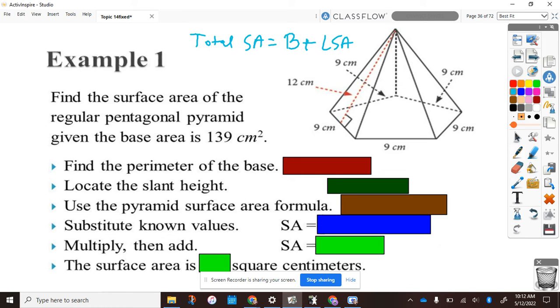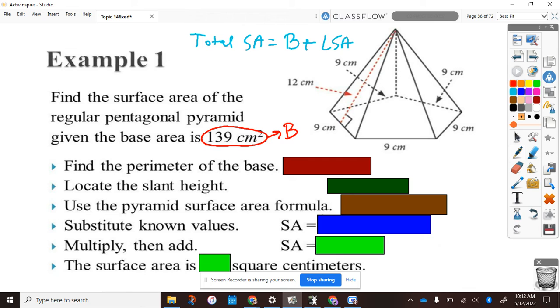All right, so let's talk about this one. First off, we've got a pentagonal pyramid. So that means we've got 5 sides going around the base. It also tells us already right here off the bat that the base area is 139. That right there, that's capital B. I'm a big fan of that because we don't even have to use 1/2 perimeter times apothem to find the area of that base. We can just use 139.